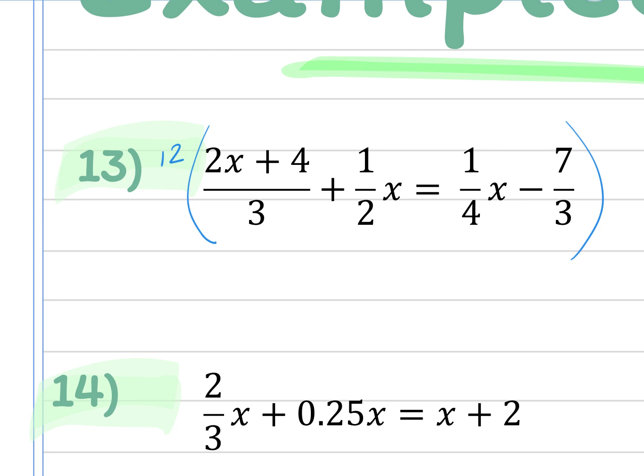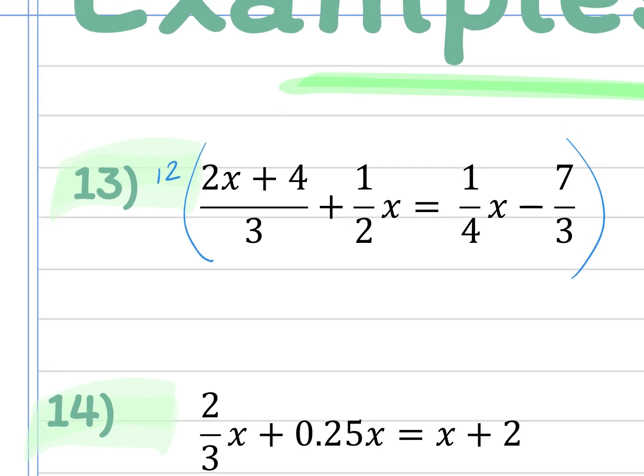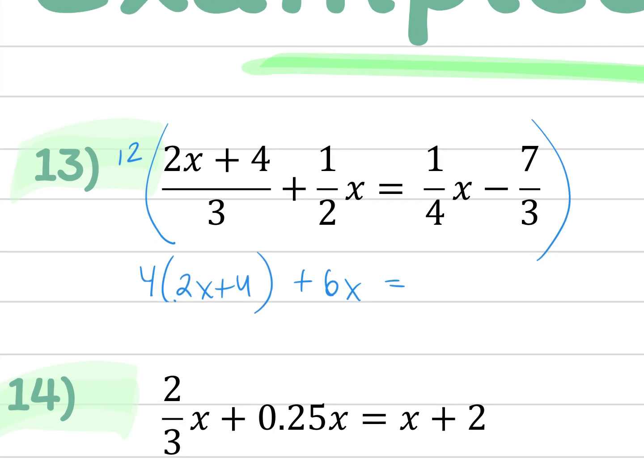If I multiply the whole thing by 12, look at my first fraction. 12 divided by 3? Yes. How much? 4. So I'm going to have to multiply this by 4. 2x plus 4. What about 12 divided by 2? 6. So this becomes 6x. What's 12 divided by 4? 3. So this becomes 3x. And then what's 12 divided by 3? 4 times 7. Now that they all have the same denominator, you can just cross it off.